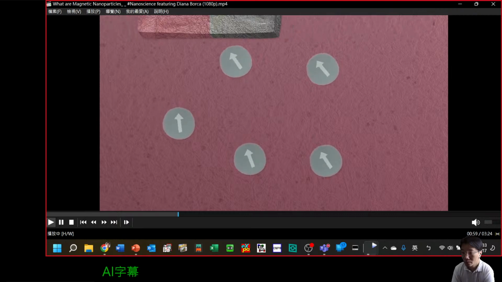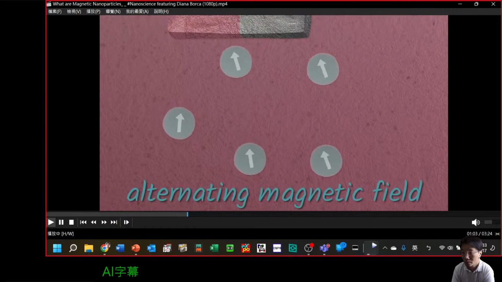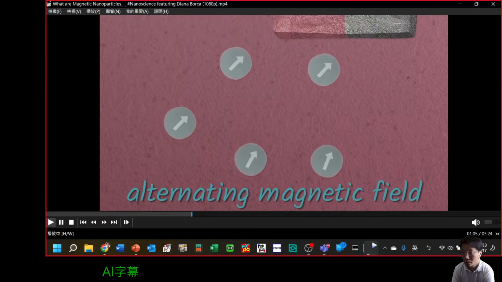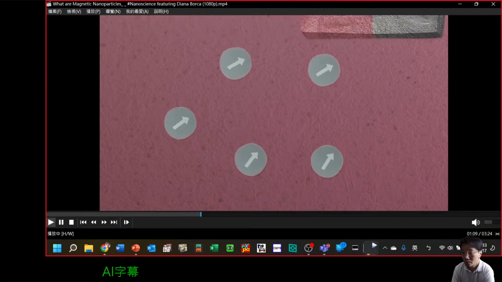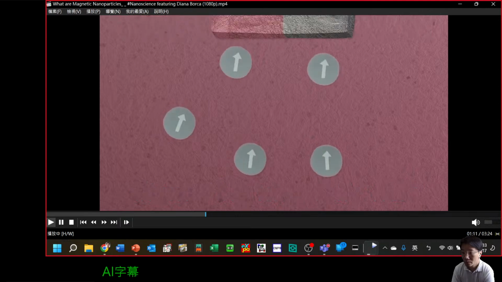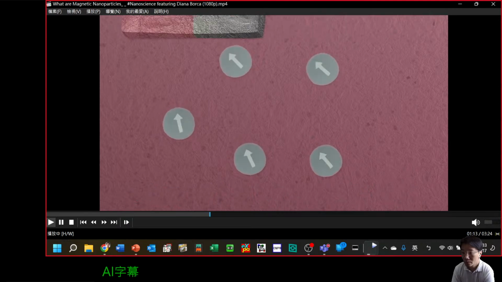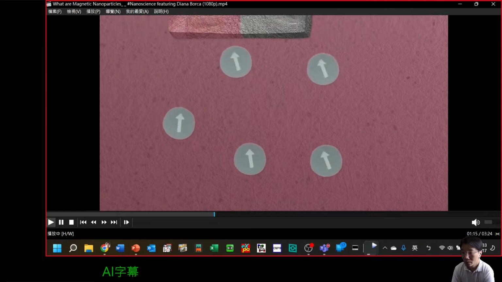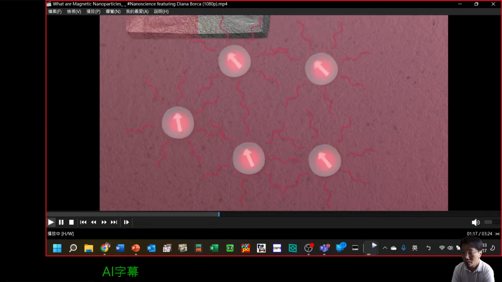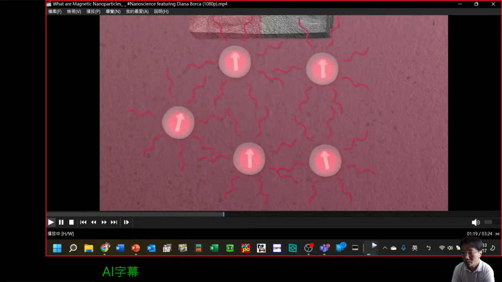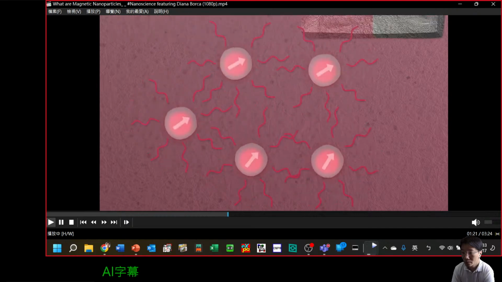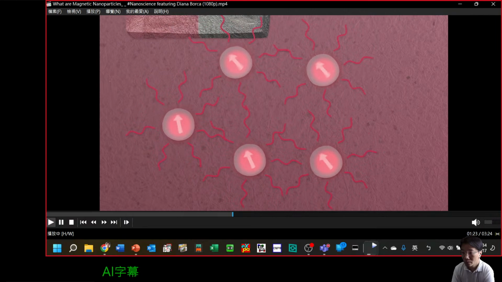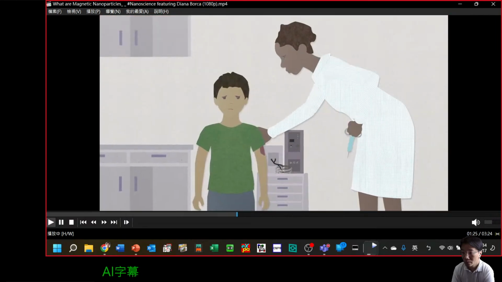If we want the nanoparticles to move quickly, we can use an alternating magnetic field. The nanoparticles follow the magnetic field and move to always align with it. If the alternating magnetic field moves quickly, so will the nanoparticles. When they move quickly, they start getting hotter and hotter. If they're in the body, this can increase the temperature of the tissue around the nanoparticle, which is called hyperthermia. This can be very helpful when treating cancer. Let's look at an example.